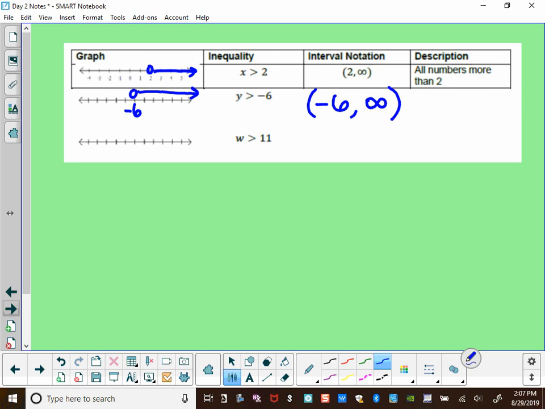All right, the second one, W is greater than 11. Open or closed? Open, we're going to go to the right. Your interval notation, we're going to have 11 to positive infinity. Will I have parentheses or brackets? You're going to have parentheses on both. There are some times that you may not have parentheses on both. That is an option. But in this case, there we are.